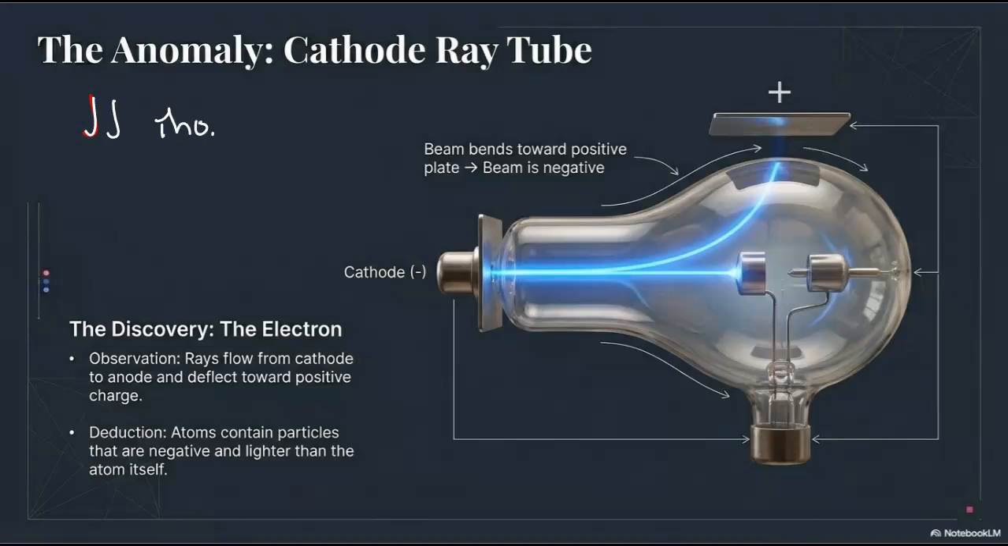and we run into this scientist called J.J. Thomson. He discovered the electron using this instrument called the cathode ray tube.